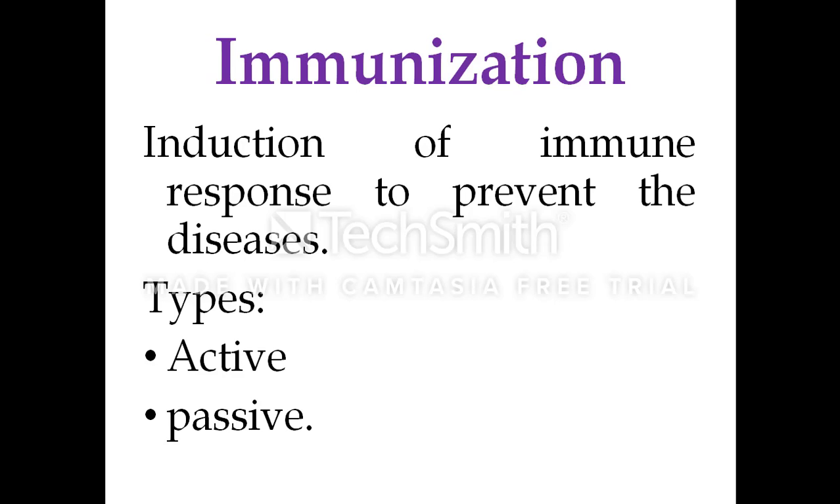The immunization is classified into two types. One is active immunization and another one is passive immunization. Active immunization involves the injection or the introduction or the administration of antigen or the foreign substance or the infectious agent or the toxin inside the host organism for active production of the immunity.